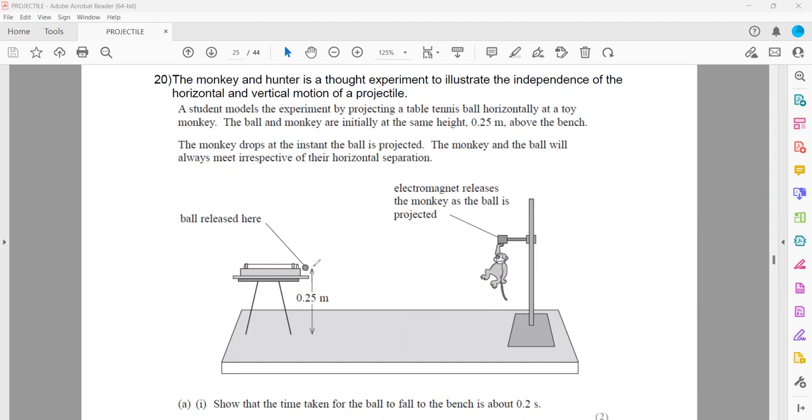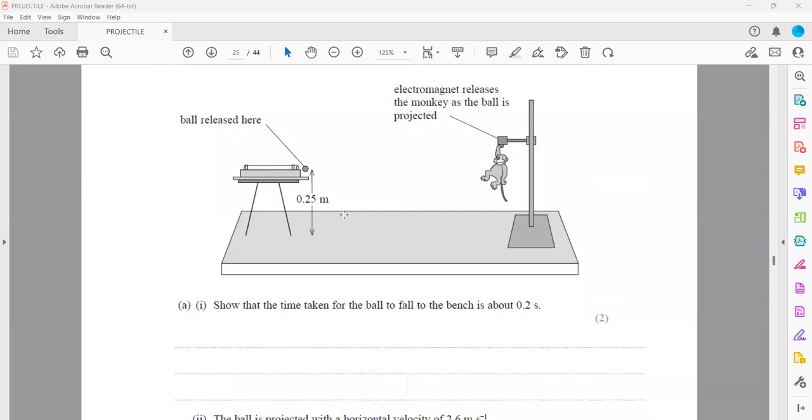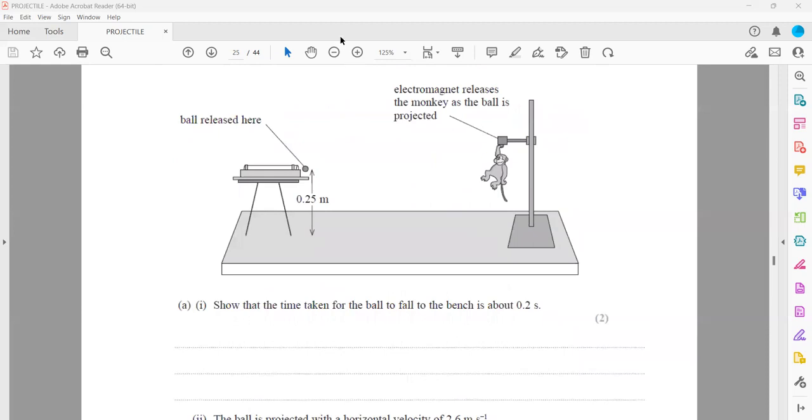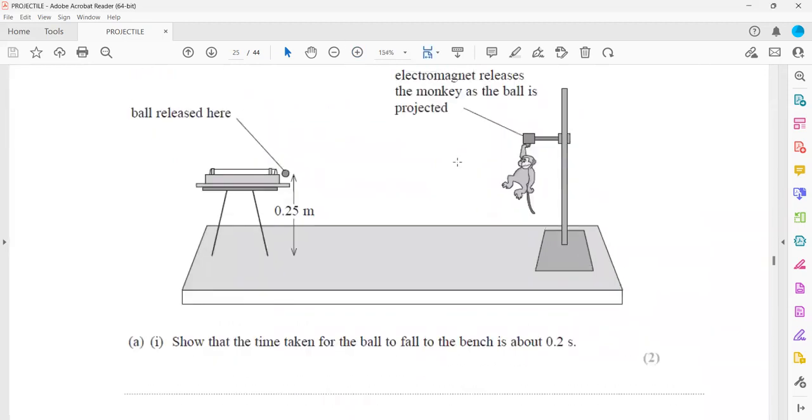when we launch this ball horizontally, the ball will have two components of motion. Initially, there is only horizontal, but then it will have horizontal and vertical. And at every moment, the vertical position of the ball will be the same as the vertical position of the monkey. Show that the time taken for the ball to fall to the bench is about 0.2 seconds. So we have the height from which it is dropped.